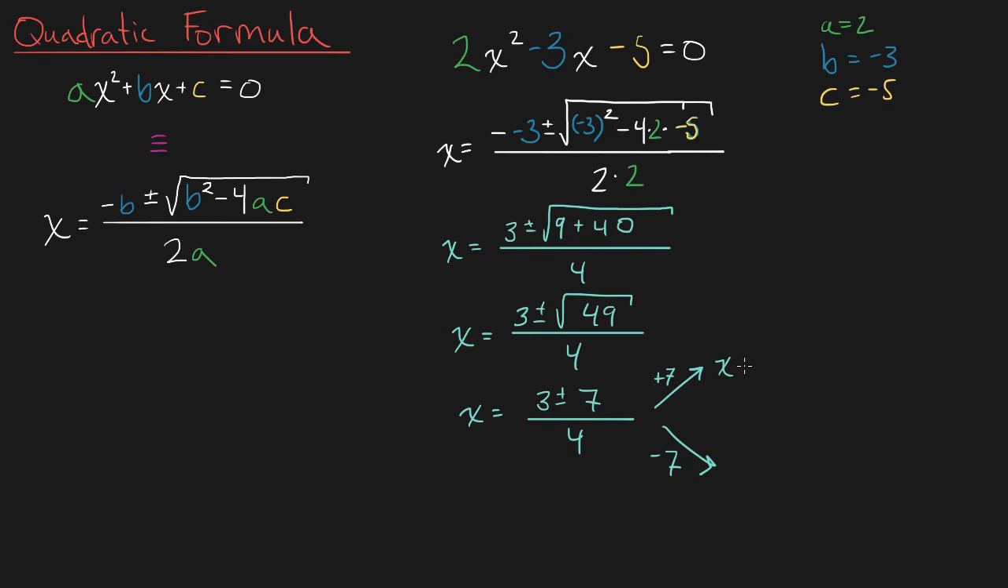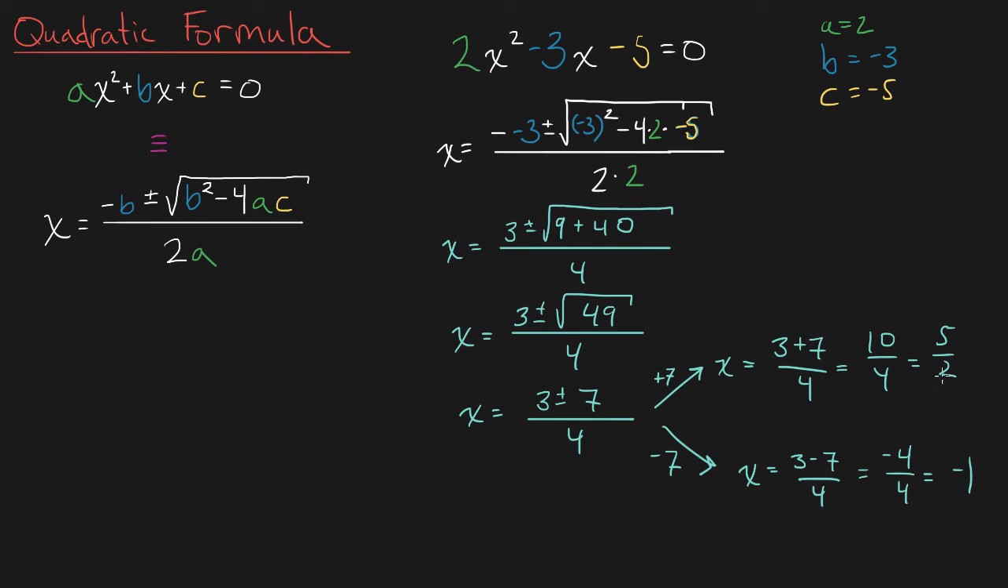And here we have x is equal to 3 plus 7, because this is the positive 7 version, over 4. And then here we have x is equal to 3 subtract 7, since this is the negative 7 version, over 4. And 3 plus 7 is 10 over 4, which we can simplify to 5 halves. And now for the negative 7 version, we have x is equal to 3 subtract 7 over 4, which is equal to negative 4 over 4, which is equal to negative 1.